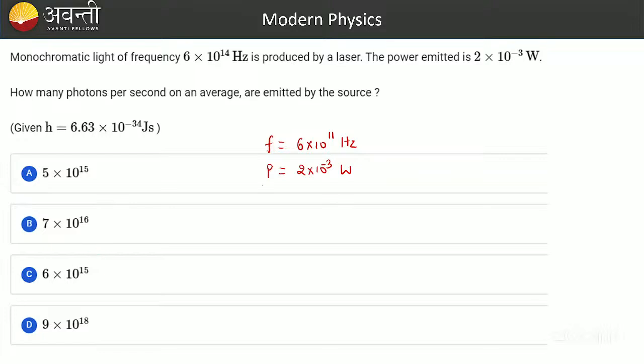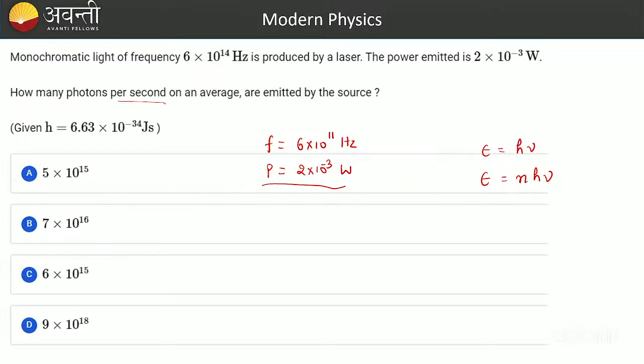So in this question, I hope you have tried it. Power is given to us, that is emitted by this laser. Now we know that one photon contains energy of h nu. Now n photons contain the energy of n h nu. It's very simple. Now power is nothing but the energy emitted per unit time. We can say that power is nothing but energy emitted or consumed per unit time.